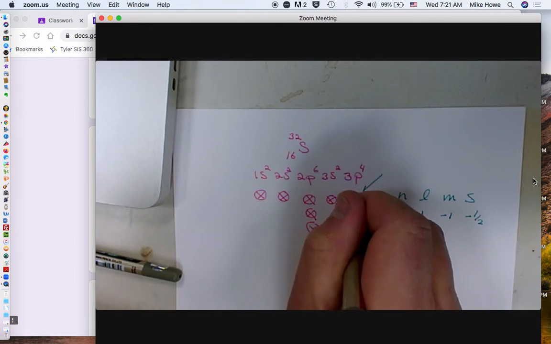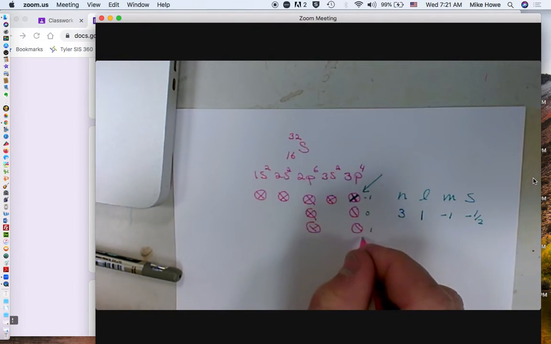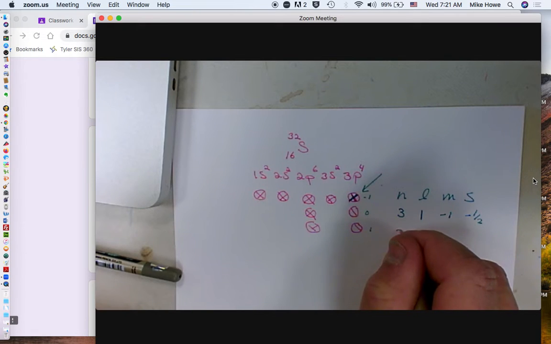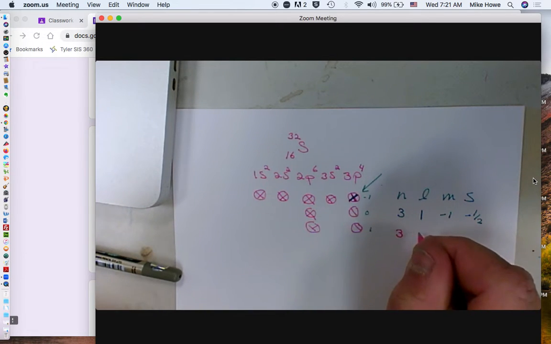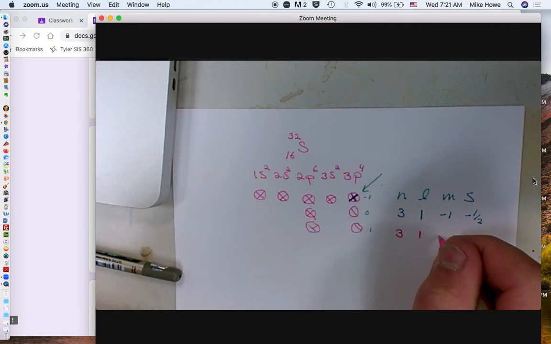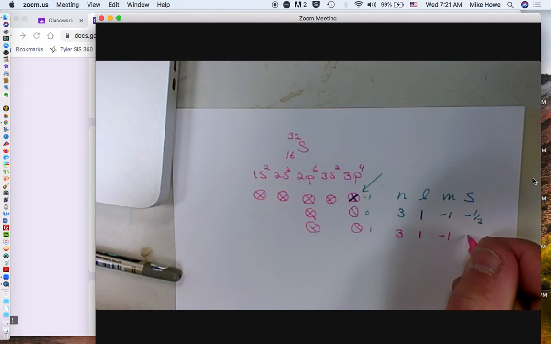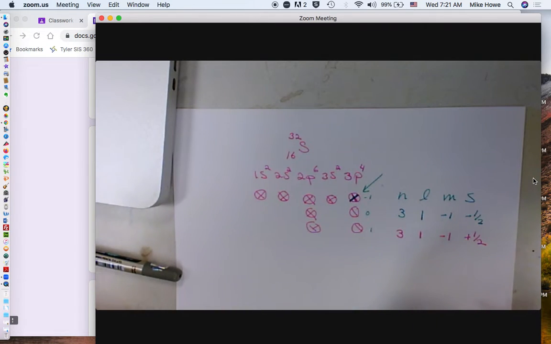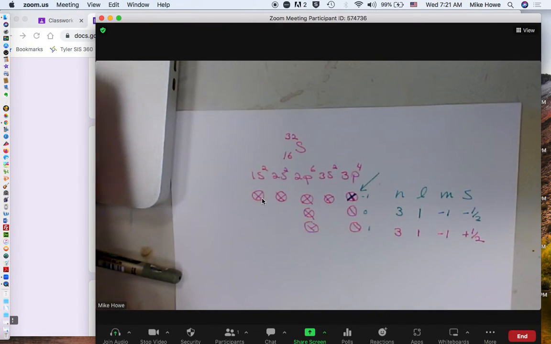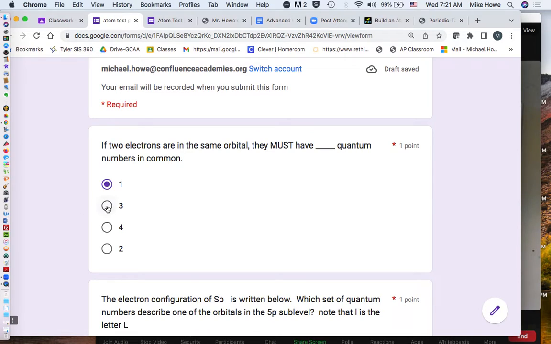So now this would have been the first electron, the way I drew them, single, single, single. So for that electron, n would equal 3, still in the same sublevel, l equals 1, still in the same orbital, m is -1, but the s value has to be opposite if they're in the same orbital. All right, so now how many quantum numbers did they have in common? 1, 2, 3. So the answer to that first question would have been 3.